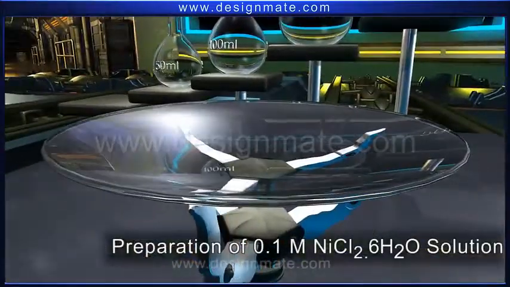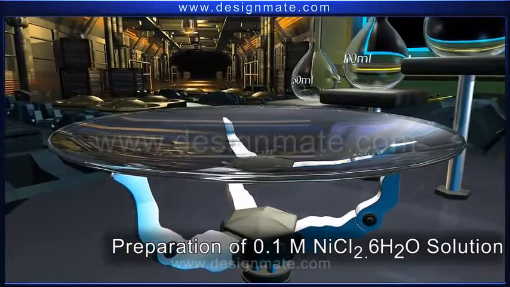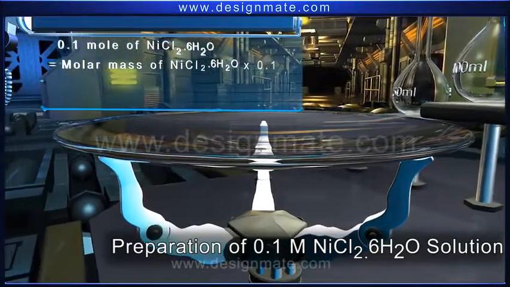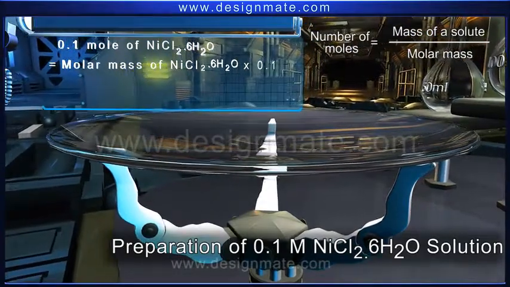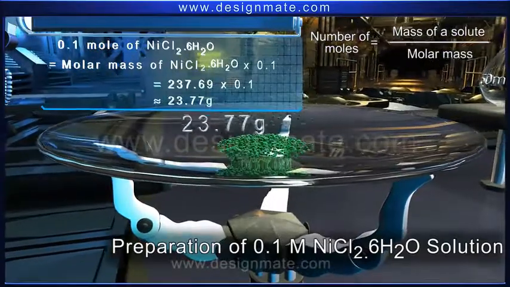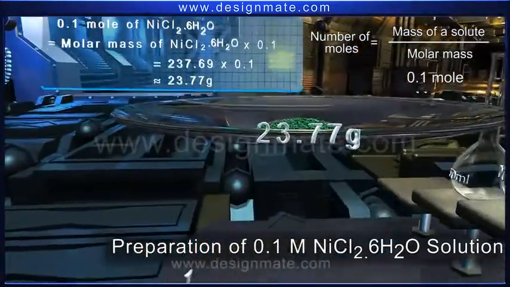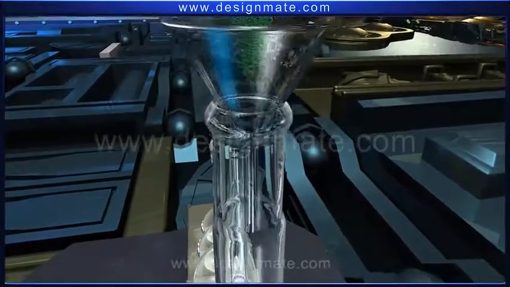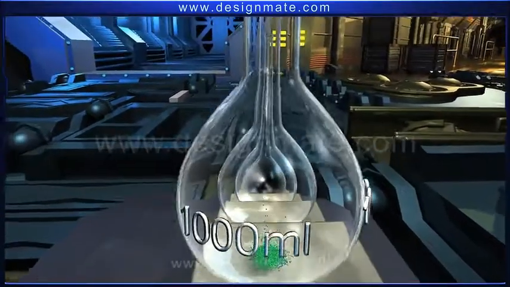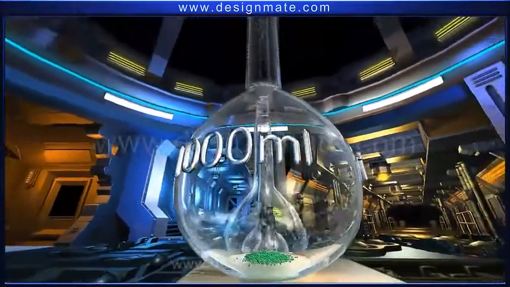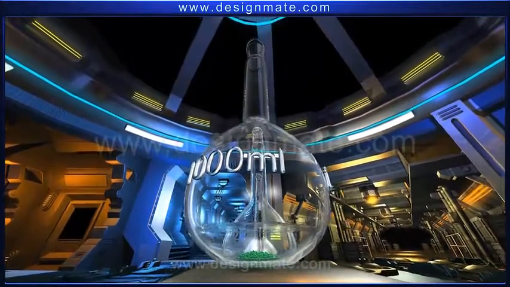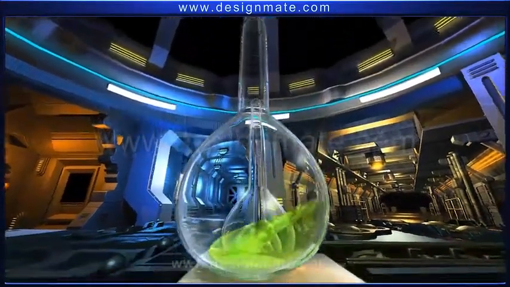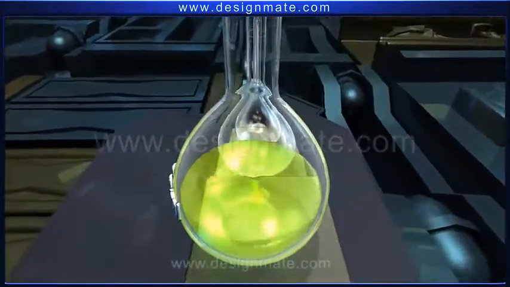Let us prepare 0.1 molar nickel chloride solution to understand the concept. For this, we need to weigh exactly 0.1 moles of NiCl2·6H2O, which is equal to 23.77 grams. Now transfer this accurately weighed NiCl2·6H2O into a 1 liter standard flask. Add a small amount of distilled water to it. Swirl the flask gently to dissolve the solute in water. Then fill the remaining flask with distilled water exactly to the 1 liter mark.